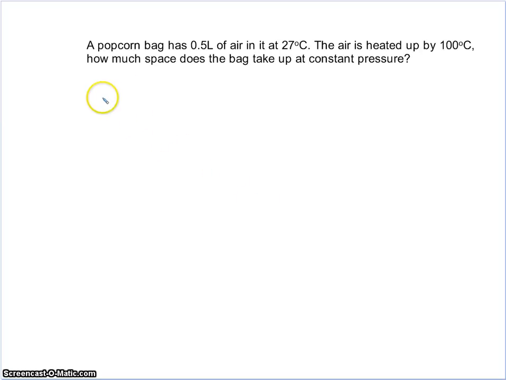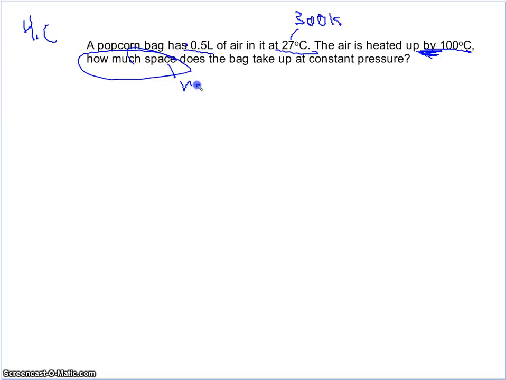If we look at an example problem for 4C, the first thing I always do is annotate. A popcorn bag has 0.5 liters of air in it at 27 Celsius. I know already I'm going to have to convert that to Kelvin, so I add 273. The air is heated up by 100 Celsius. How much space, and space is volume, does the bag take up at a constant pressure? So I'm going to be able to cancel out P.